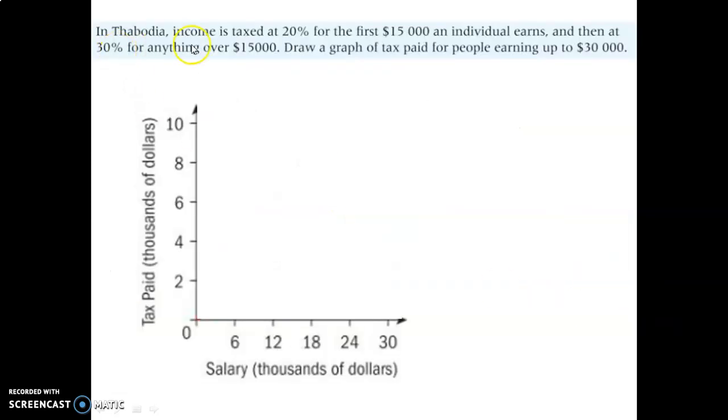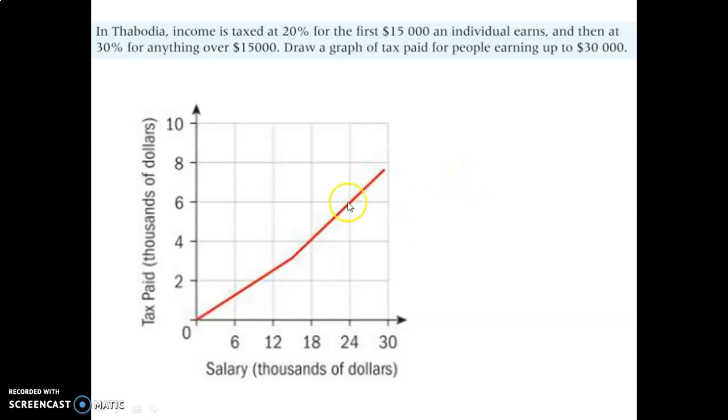On this one here, please read this situation to yourself and see if you can draw a graph that models this situation. Hopefully for this one you came up with something like this. Very slight change in slope here, but it's definitely two linear pieces.